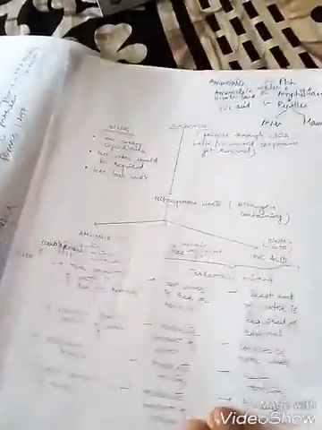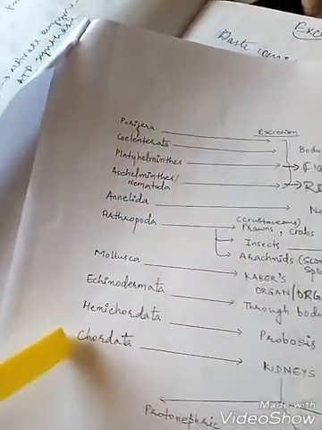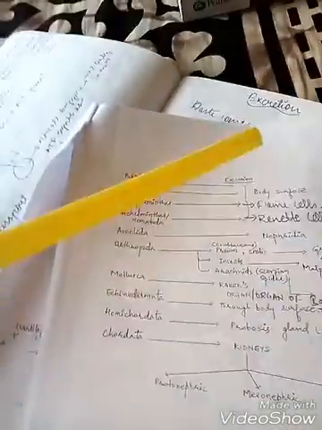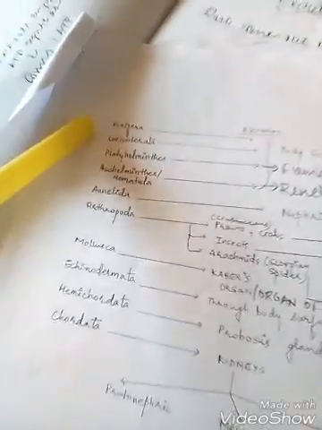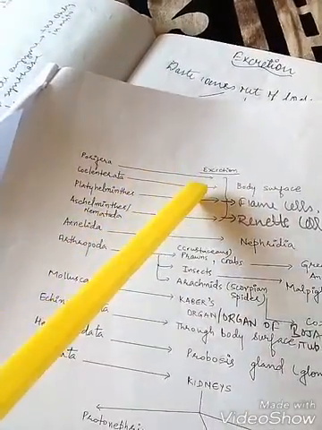Okay, let's change the page. Now see, these are the classifications of living organisms, and these are the excretory parts. So first of all we should see what is Porifera. Porifera and Coelenterata have body surfaces.